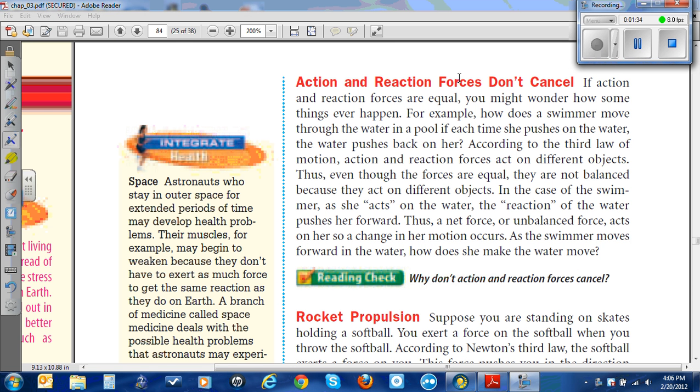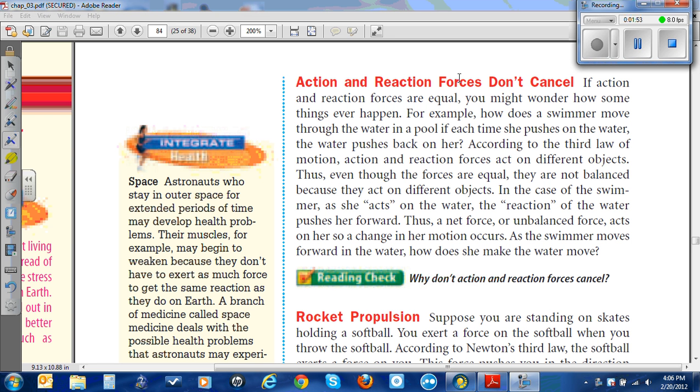Action and reaction forces don't cancel. If action and reaction forces are equal, you might wonder how some things ever happen. For example, how does a swimmer move through the water in a pool if each time she pushes on the water pushes back on her?